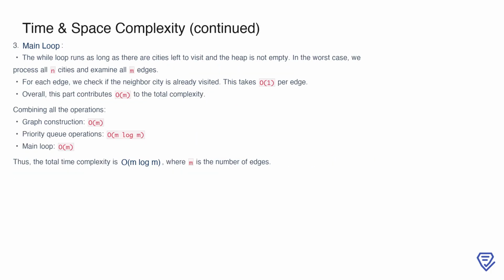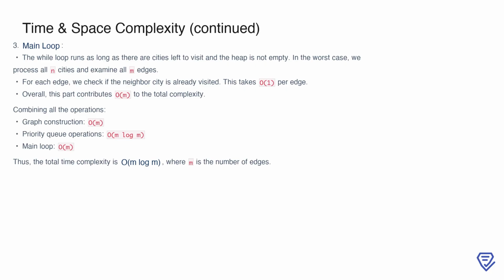Now, let's consider the main loop of the algorithm. This loop continues as long as there are cities left to visit and the heap is not empty. In the worst-case scenario, we process all n cities and examine all m edges. For each edge, we check if the neighboring city has already been visited, which is an O(1) operation per edge.